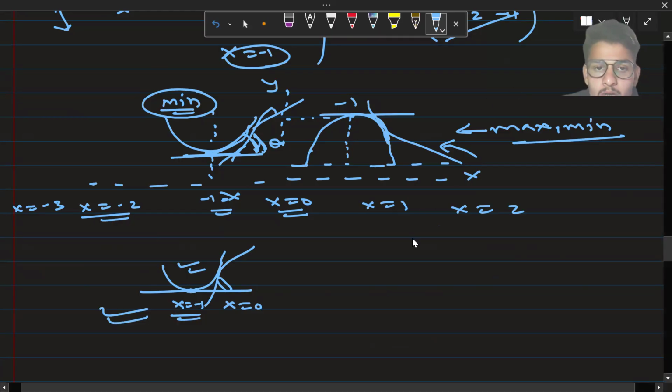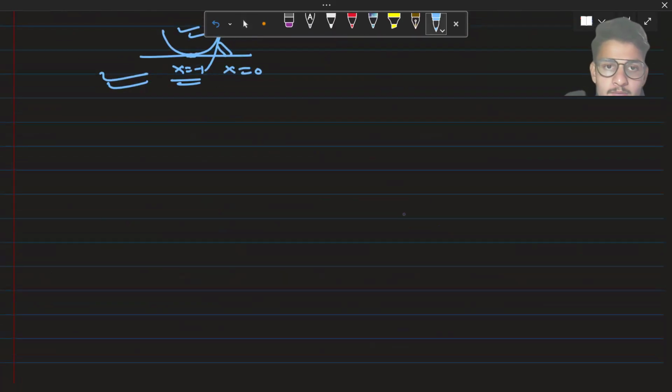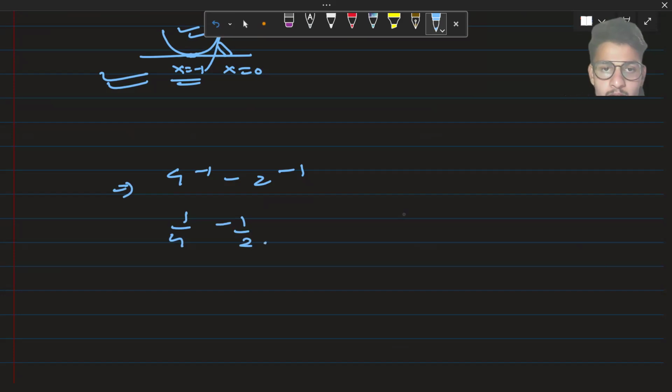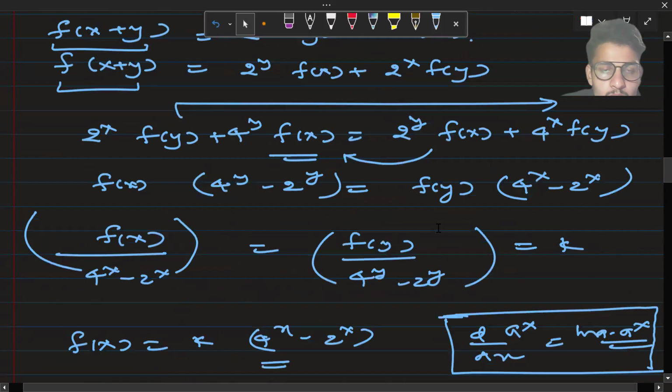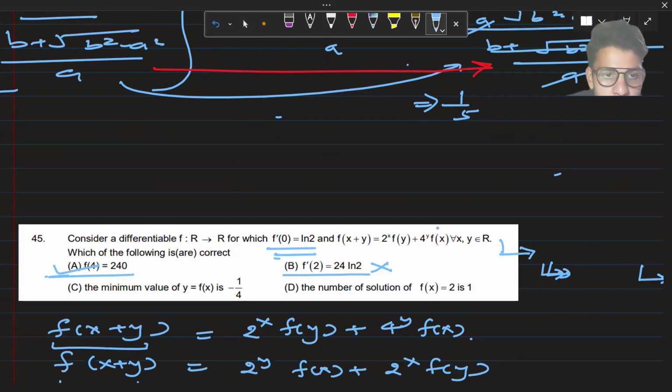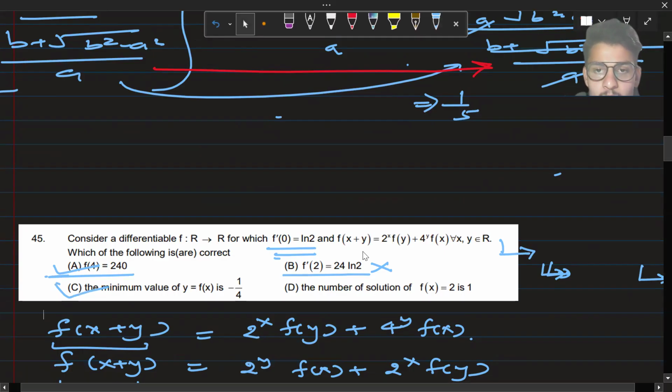Okay, so when you put x is equal to minus 1 into it, 4 to the power minus 1 minus 2 to the power minus 1, you will receive the answer 1 by 4 minus 1 by 2. Okay, so that will result in minus 1 by 4. That is for the C option. So you will receive the answer as minus 1 by 4.